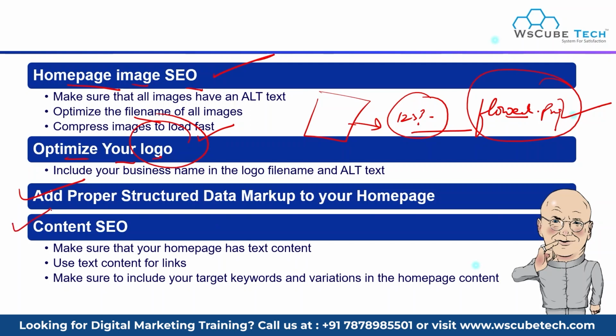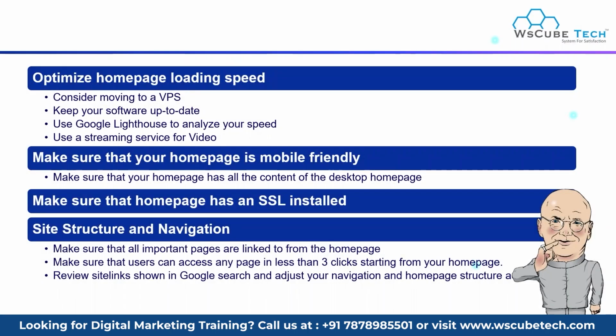Next we have the content SEO. That is also one of the important features if I'm talking about homepage SEO. Make sure that your homepage has text content, and you have to use that text content for links. Make sure to include your target keyword and variations in the homepage language. So that is some of the ways you have to do your homepage SEO. Let me practically explain how you can do homepage SEO.